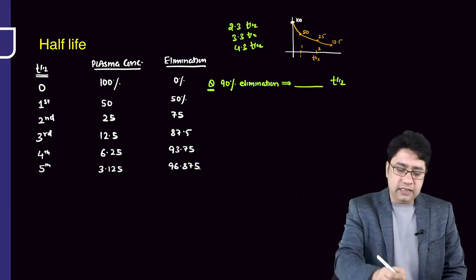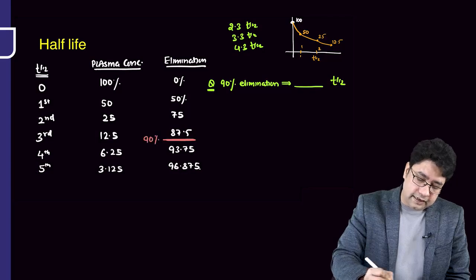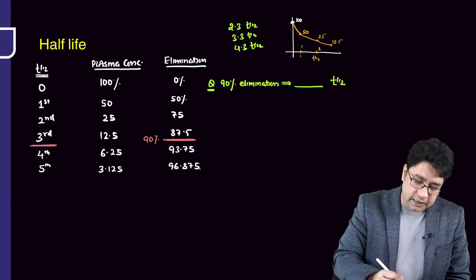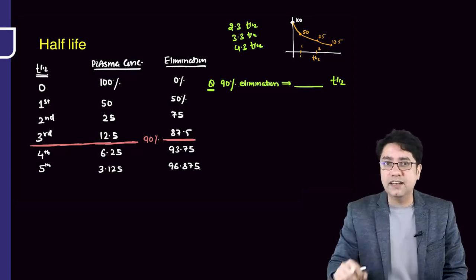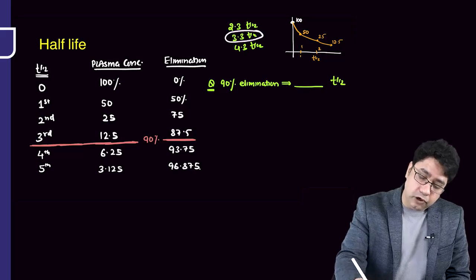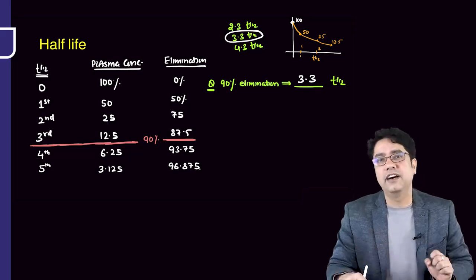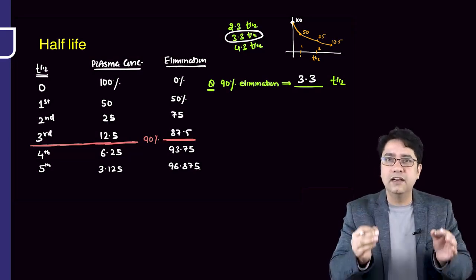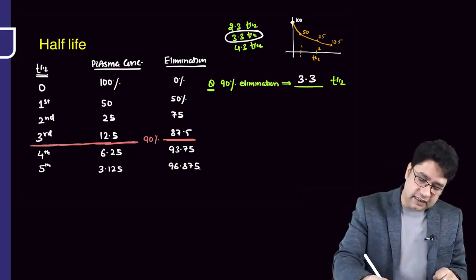Now, if you want to see 90% elimination, it is somewhere around 90%. And can we say 90% elimination is occurring between the third and fourth half-life? So now, can you guess the correct answer? The correct answer will be 3.3 half-life. Now, in exam, we don't have time, so please learn it or cram it. Now, another question. Let's see which student can answer.